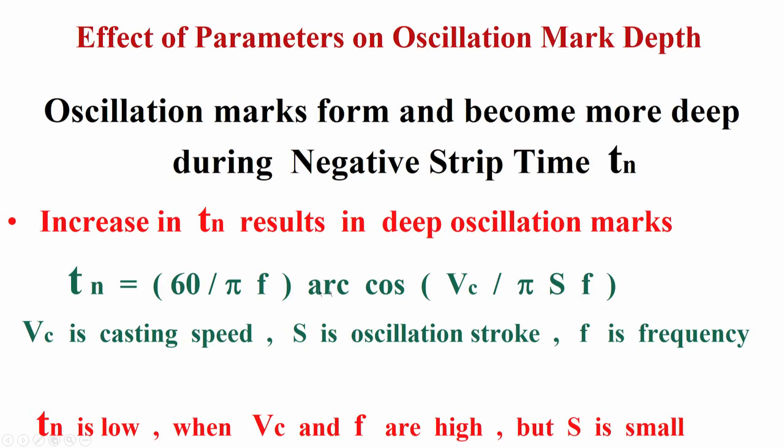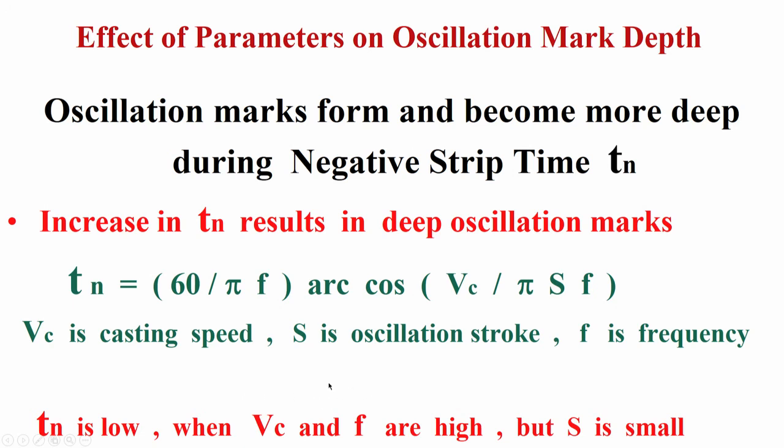Now let us see quantitatively what is Tn and what it depends on. I have told you Tn depends on mould oscillation parameters as well as the casting velocity. So, how does it depend? It is 60 divided by pi into f, then arc cos, basically cos inverse, of Vc, where Vc is the casting speed, divided by pi, then stroke and frequency. Vc is casting speed, Ac is oscillation stroke, which I have mentioned earlier, expressed in millimeter. F is the frequency of oscillation, in cycles per minute. So, if we want low Tn, that means low negative strip time, how is it possible? From here you can deduce, this will be low when Vc and F are high.